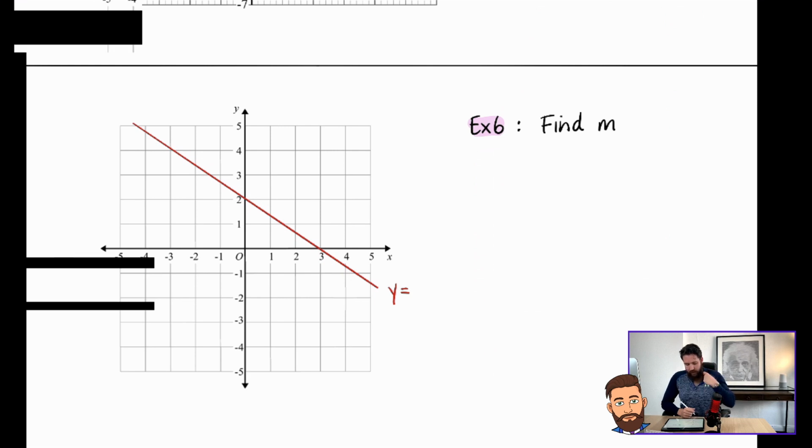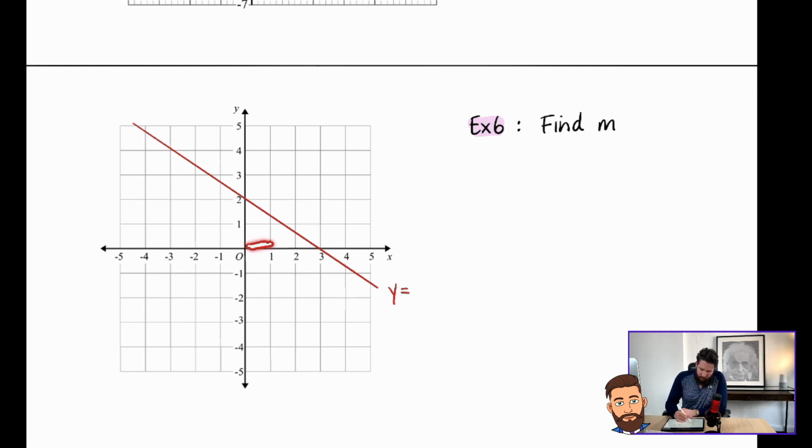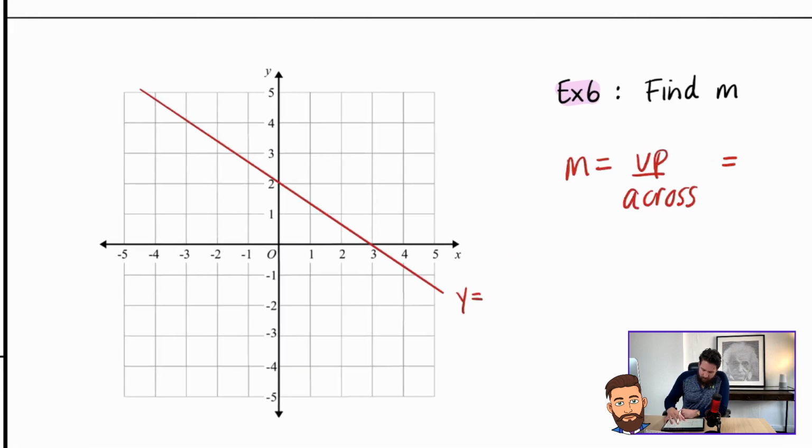And we have a scale where 1 square is worth 1 unit on the x and 1 square is worth 1 unit on the y. And it says find m. Well, you need to know that m means gradient. So I can say that m equals up divided by across. Let's go and discover what our up and across is.